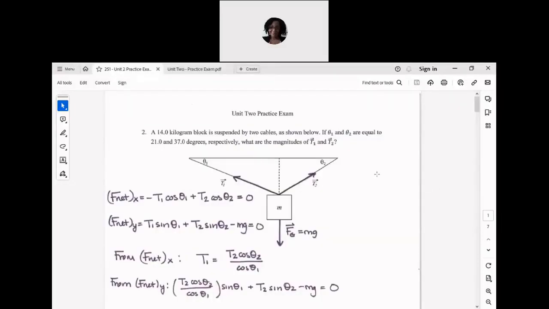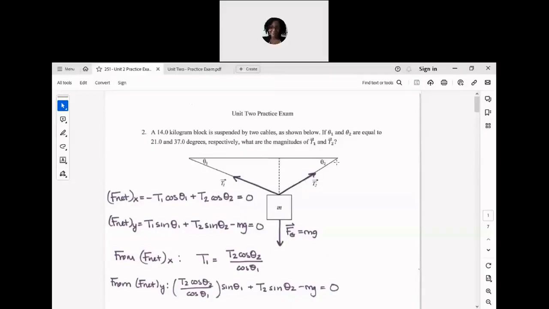Number 2 involves a block that's being suspended by 2 cables. We have the values for theta 1 and theta 2, and we know the mass of the block. We need to determine T1 and T2. So we have a free body diagram that is added to the image itself that shows Fg, the gravitational force pointing toward negative y, then T1 and T2 both have positive vertical components, but T1 has a negative horizontal component, T2 has a positive horizontal component.